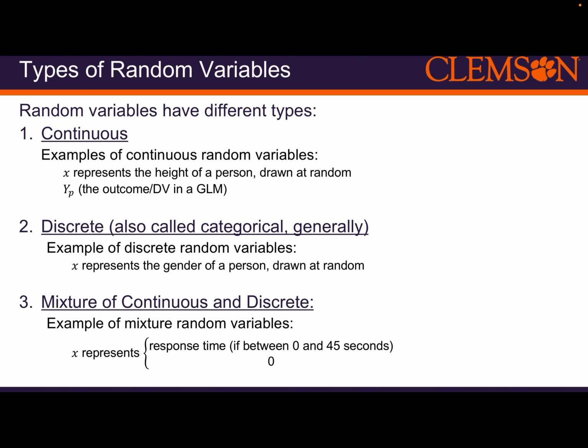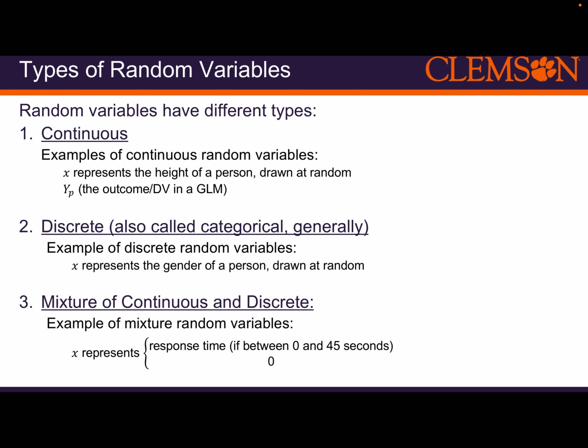Now, there are different types of random variables. Random variables can be continuous, discrete, or mixture. What defines their type is the set of values they can take. Continuous random variables are things like height, or the outcome or dependent variable in a general linear model. The idea behind a continuous random variable is that if we had a measurement instrument so precise that we can get infinitesimally small differences, you would see that height really is on a continuum. You can think of height as going from 0 up to some number. Of course, there is an upper bound to height given each species.